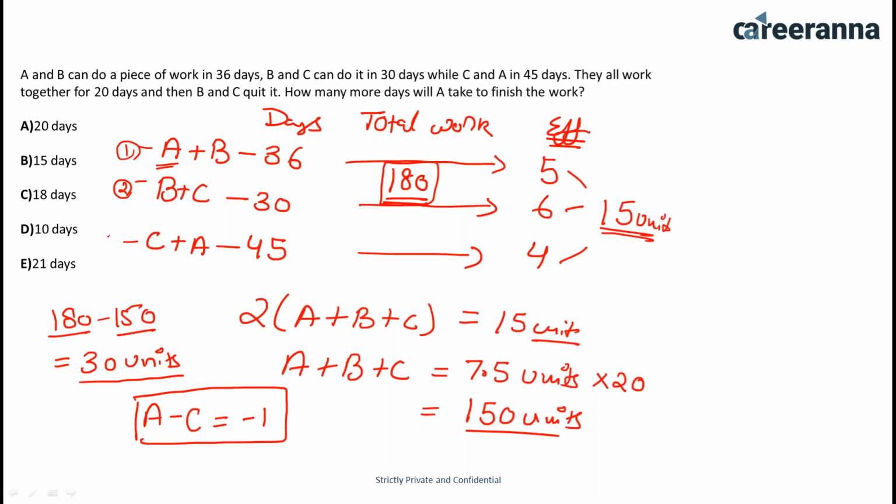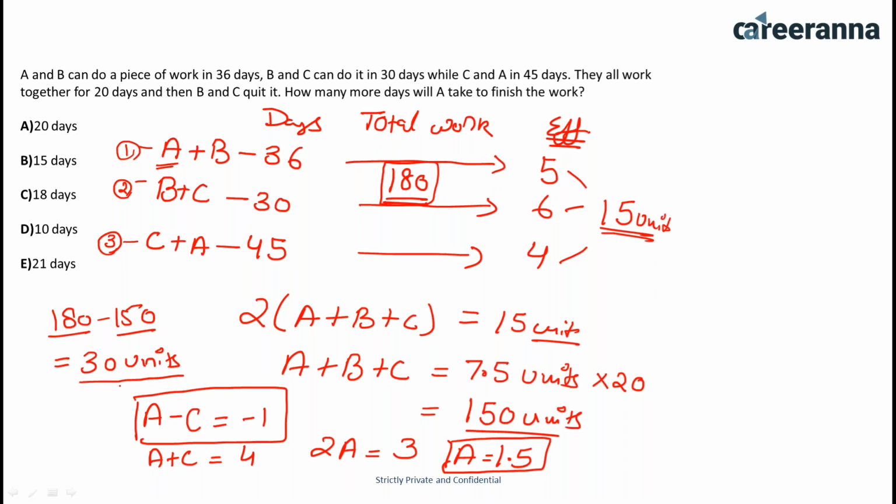Now you can easily solve it with the help of the third equation, that is C plus A is equal to 4. Okay, so A plus C is equal to 4. From here, if you are going to eliminate C, if you add these two, you will get twice A is equal to 3. So the efficiency of A is going to be 1.5, which I had already got in the first equation. So with the help of these three equations, you calculated the efficiency of A, that is 1.5.